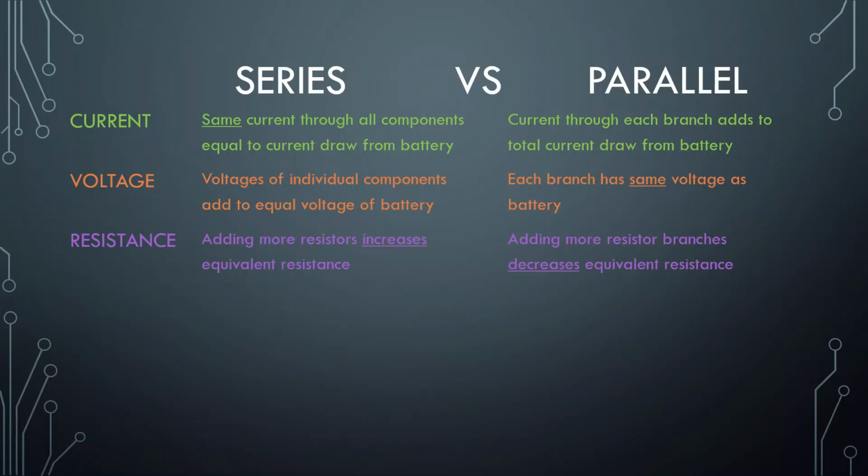With resistance, adding more resistors increases the equivalent resistance in series. With parallel, adding more resistors actually decreases the equivalent resistance because it provides more paths for current to flow.